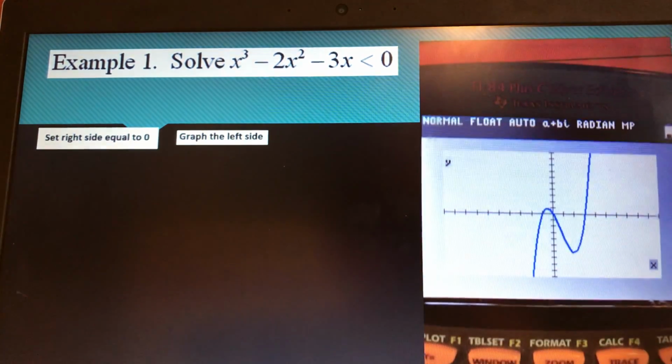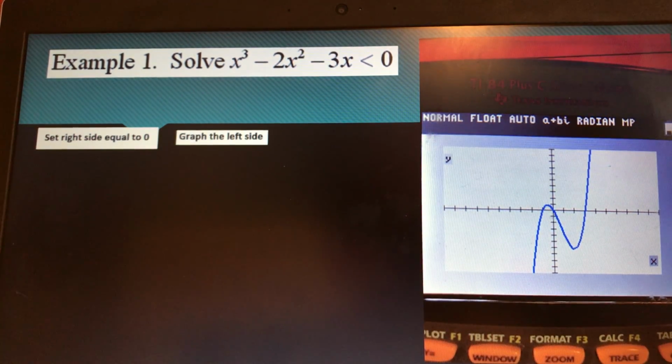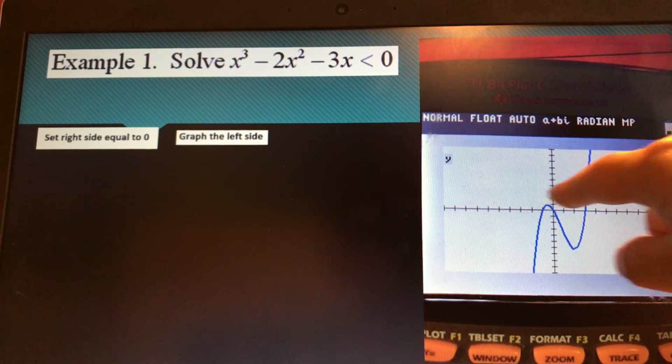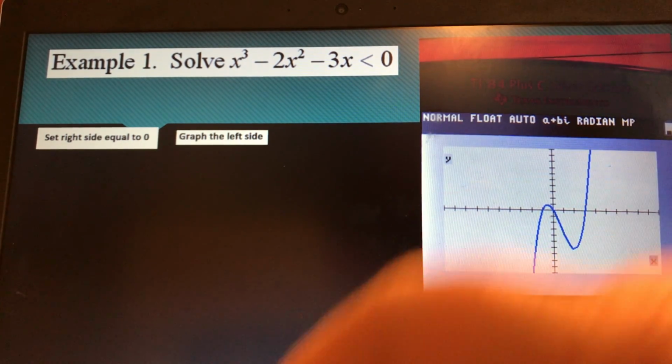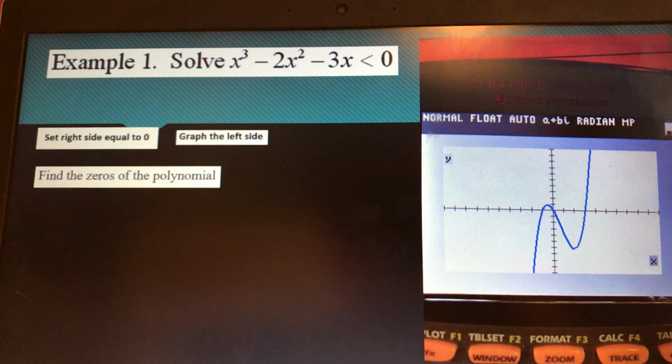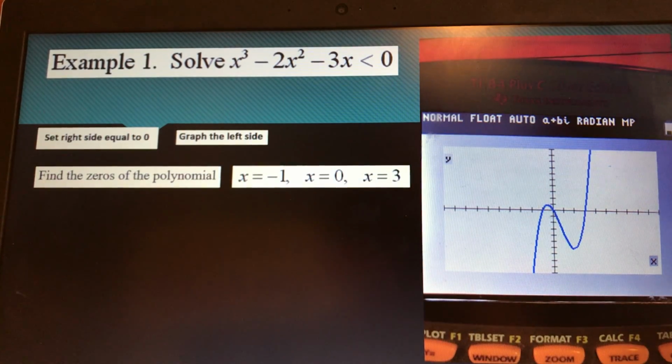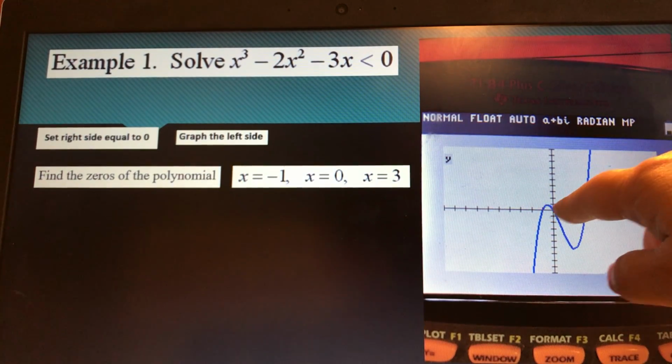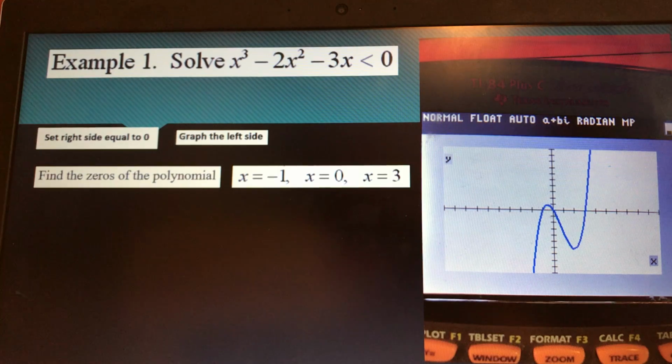Alright, now that you've done that, this is what your graph looks like. On this graph, you will notice from what we've done with polynomial equations, you can quickly see what your zeros are, and that's actually what you're going to do next, is find the zeros of the polynomial. So, what are your zeros? Very good. -1, 0, and 3. We identify that by finding our x-intercepts.